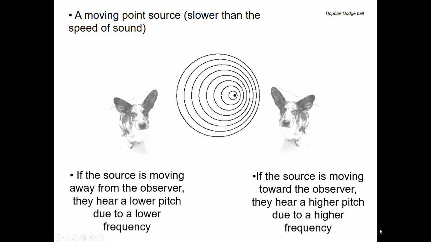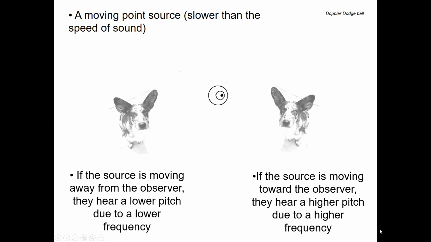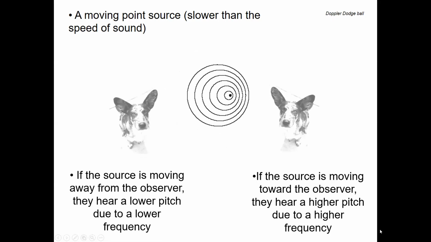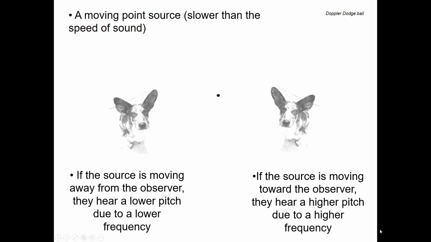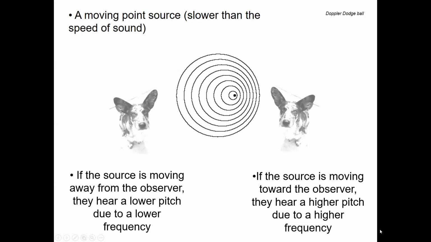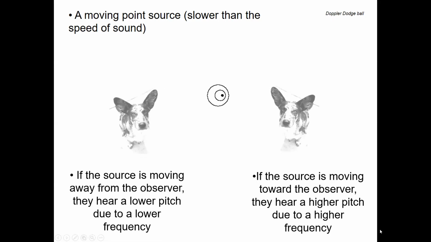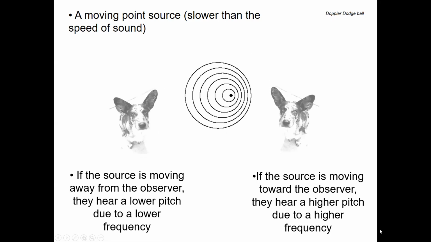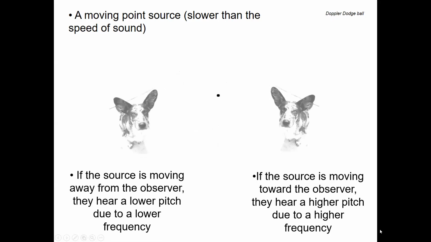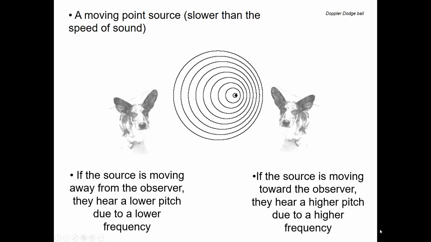and that is because the waves that are being emitted by the point source have a greater area to spread out. So as it moves towards an observer, those waves will become compressed and we'll hear a higher frequency or a higher pitch. And as it moves away from an observer, you will hear a lower frequency.